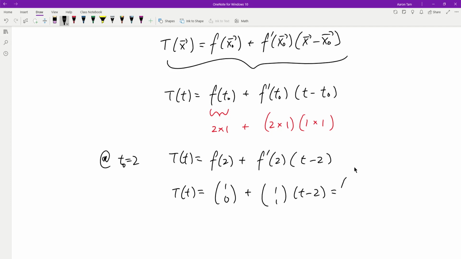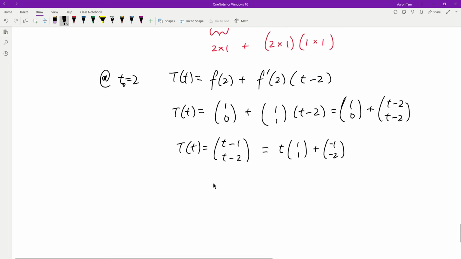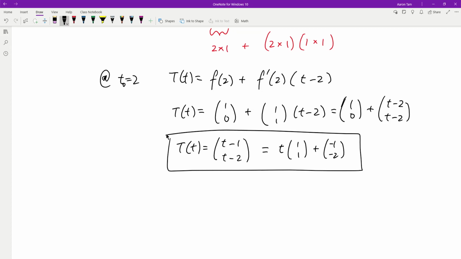So what does that turn into? It turns into (1, 0) plus t minus 2 times (1, 1). So therefore it becomes (t minus 2, t minus 2). And so from this, I would say that this is equal to (t minus 1, t minus 2). Or if you prefer, you can think of it as t times (1, 1) plus (negative 1, negative 2). Now, I'm claiming this is my answer, okay? Either way to write it is fine, unless the question dictates otherwise.